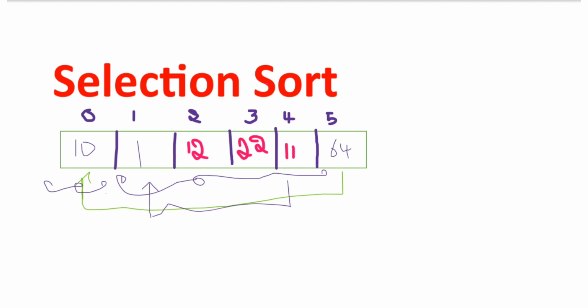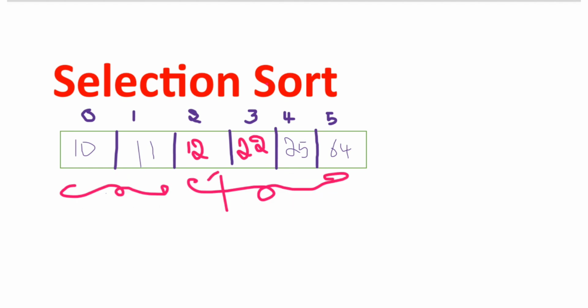So, now this is the sorted part. 10 and 11 are the sorted part. 12, 22 and 25, 64 are the unsorted part. Next, I need to take the next element, that is 12. 12 as the next element.